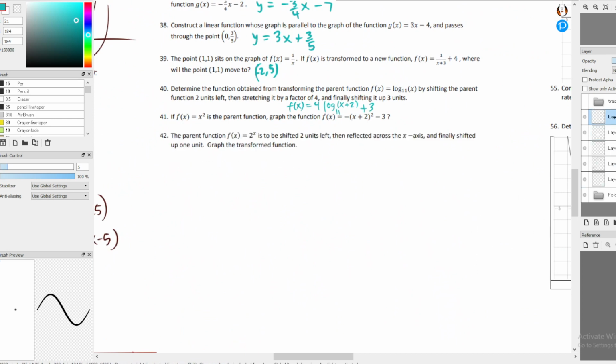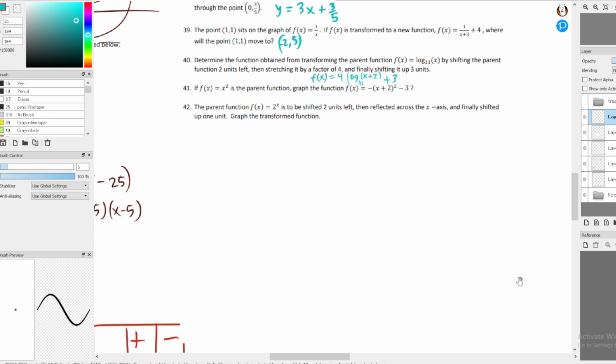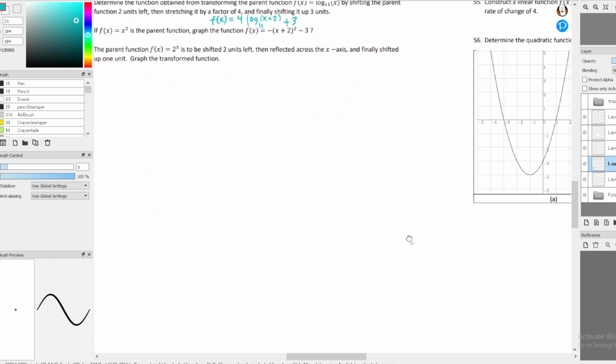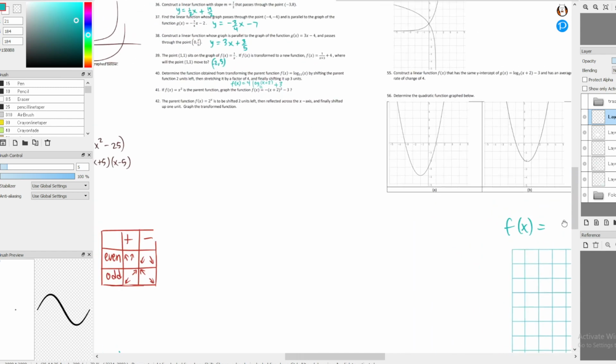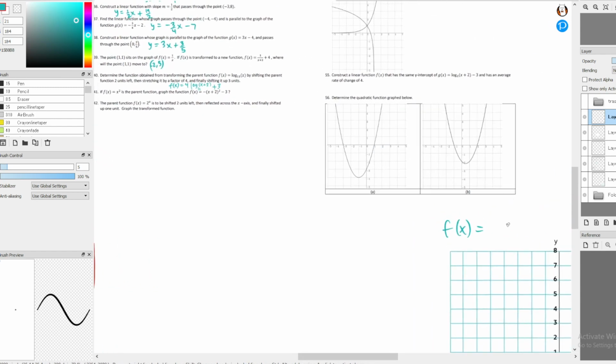42 says the parent function, f of x equals 2 to the x power, is shifted 2 units left, and then reflected across the x-axis, and finally shifted up 1 unit, and we're going to graph it. So our new function has a base of 2, and then it's plus 2 in the exponent. And it's reflected across the x-axis, so it's negative. And then it's added 1.